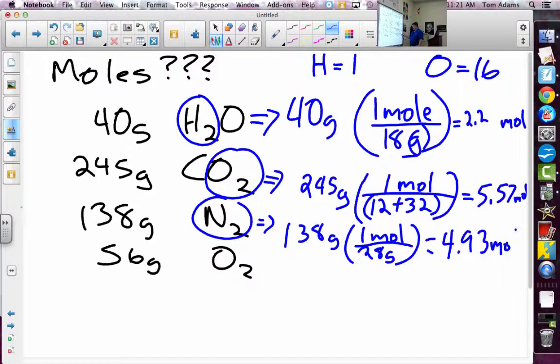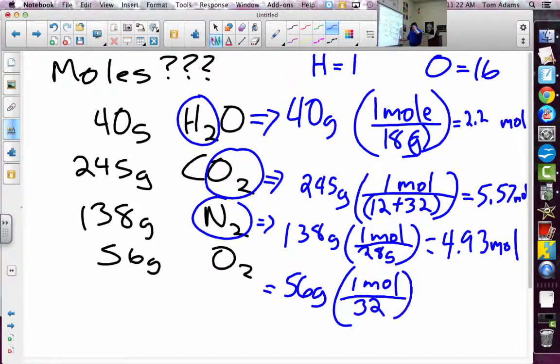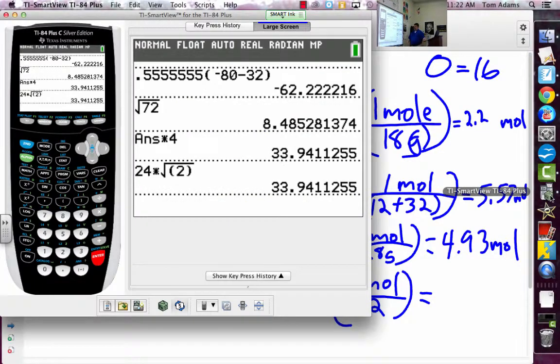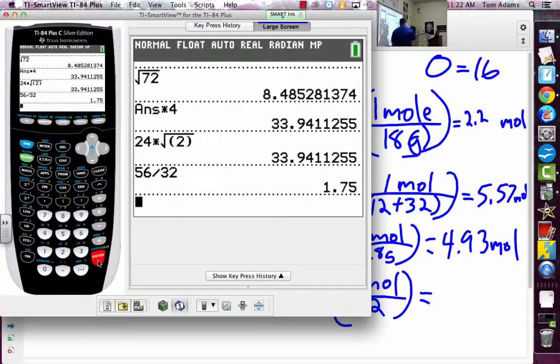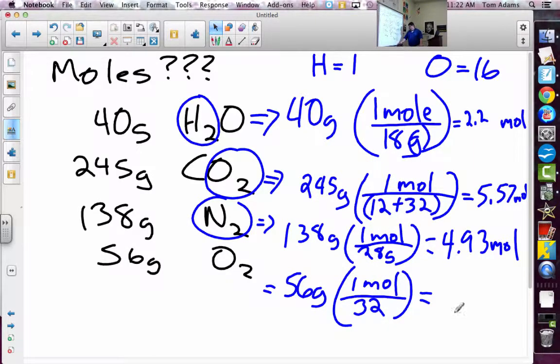And then for oxygen, we already know it says 56 grams. 1 mole of the diatomic molecule of O2 is 16 times 2, so we're going to divide by 32. If I plug that in the calculator, and maybe I'll just do one so you see where it's coming from, I'm going to end up with 56 divided by 32, and so I'll get 1.75 moles. Does that make sense to you guys?